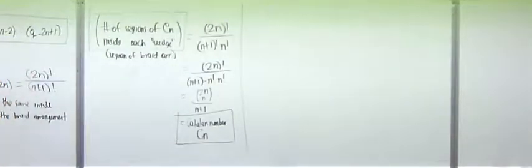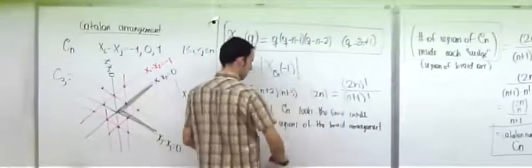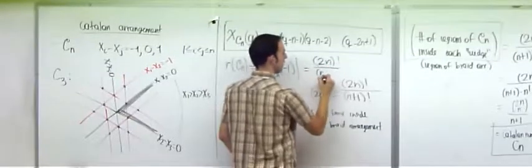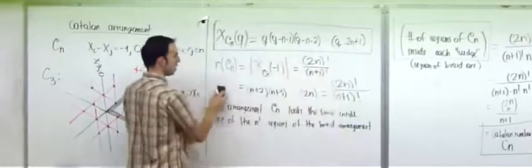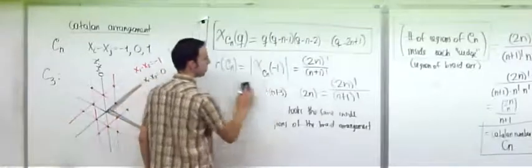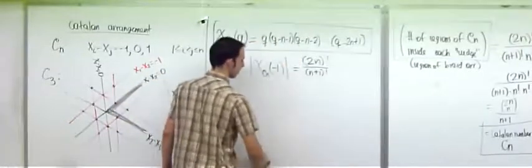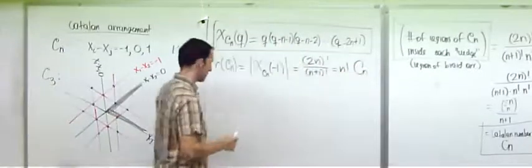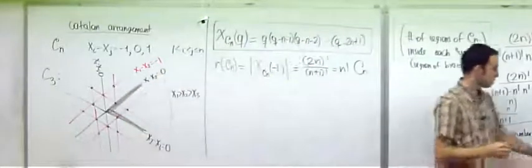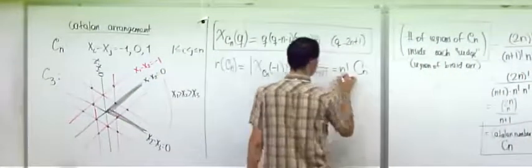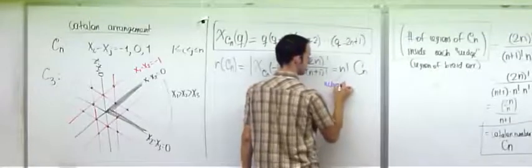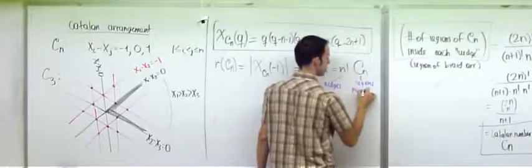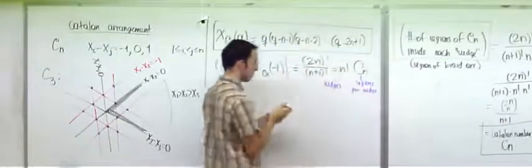So I'm going to erase this. This is 2n factorial over n plus 1 factorial. So I'll erase this. And I can write this as n factorial times C sub n. Okay, so like we said, this is the number of wedges, and this is the number of regions per wedge. Okay.